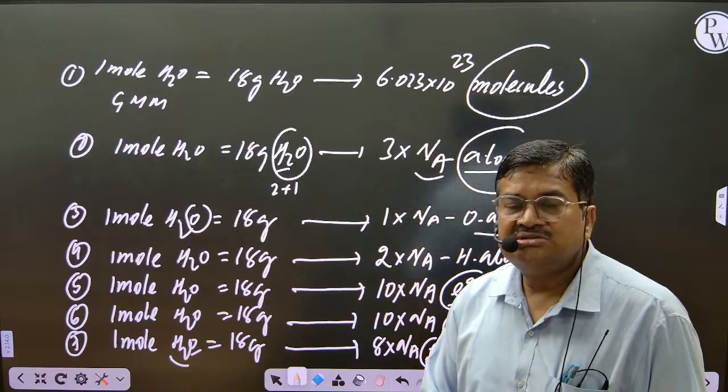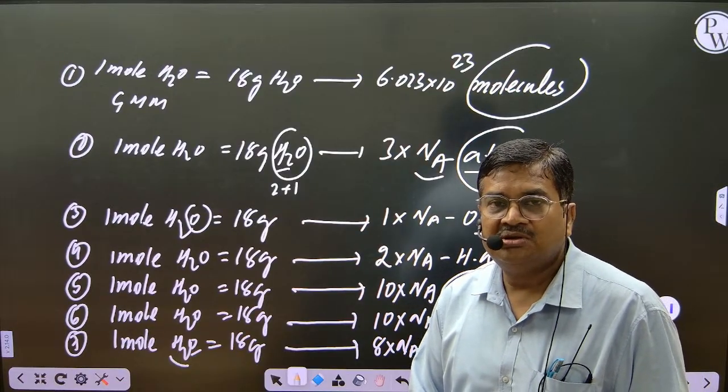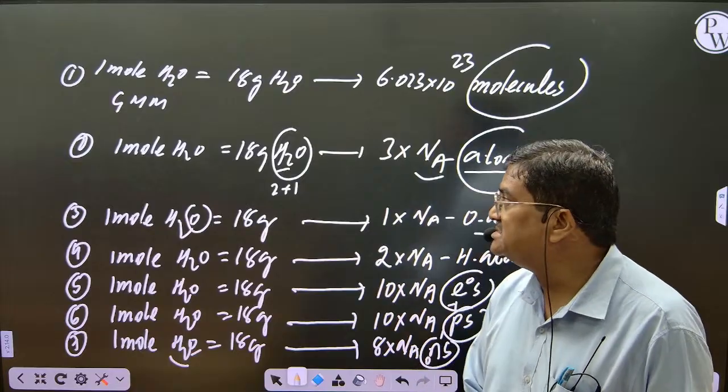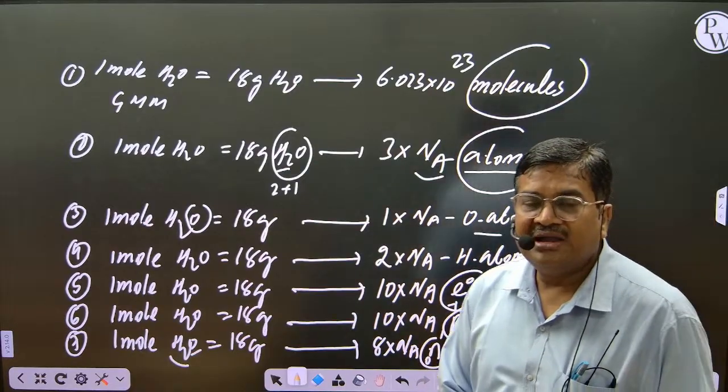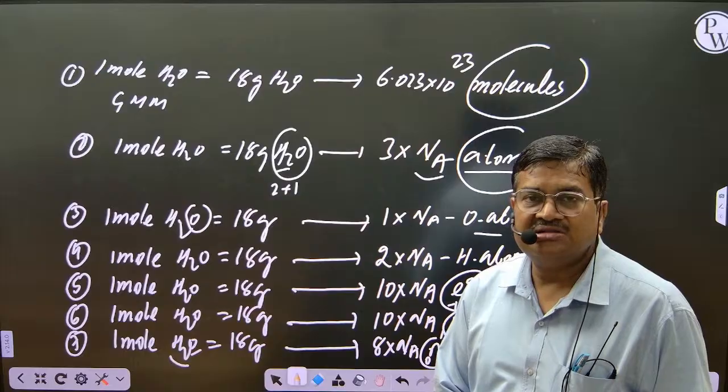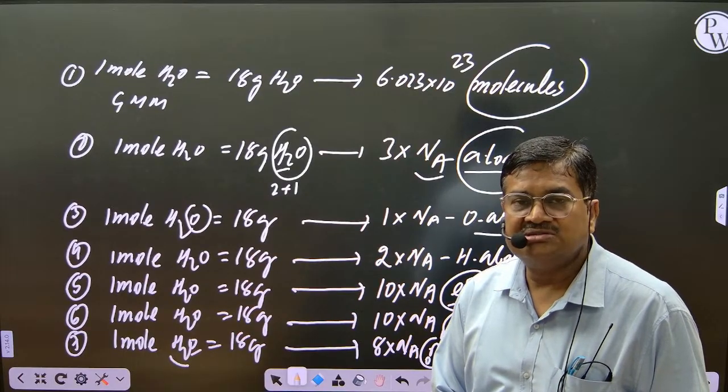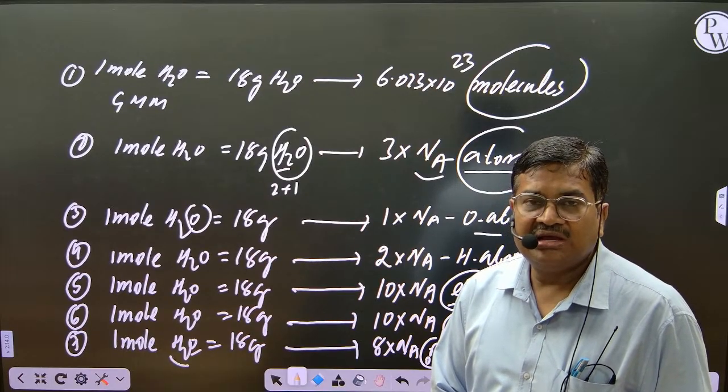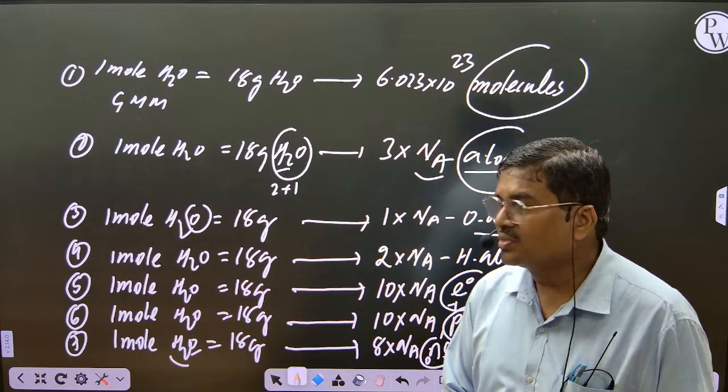So understood students, all of you, what is mole? Simple, no? So 1 mole of any substance contains Avogadro number of particles. It may be atoms, ions, protons, electrons, neutrons, any particles we can take for 1 mole.